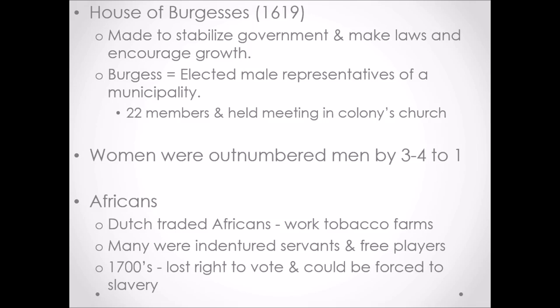Ultimately, you're going to need to establish some form of government and a group that's going to be responsible for these people coming in, and ultimately that's what you get. You have this House of Burgesses created in 1619, and its role is to make laws and encourage growth and more settlers to come to this area. A Burgess is defined as an elected male representative of a municipality. You get 22 members who are holding meetings in the colony's church to decide different things about the colony.